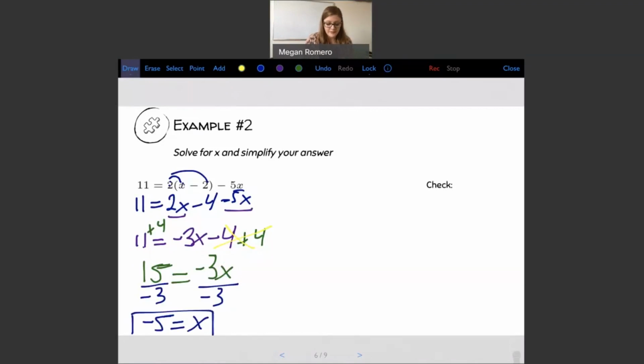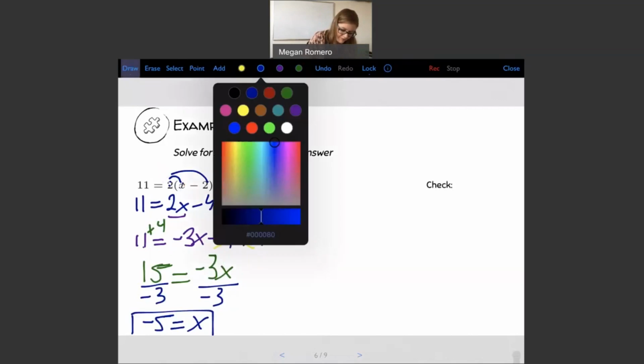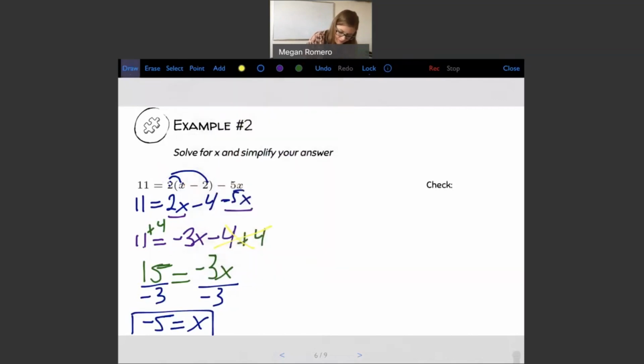So now we're going to check our work. When we're checking our work, we take the value of x that we found and we plug it into the original equation. So we're going to plug it back into exactly what we started with. So in this case, we have 11. And since I'm checking, I put a question mark above my equal sign. That's just a note to myself wondering, is this true? We're going to find out.